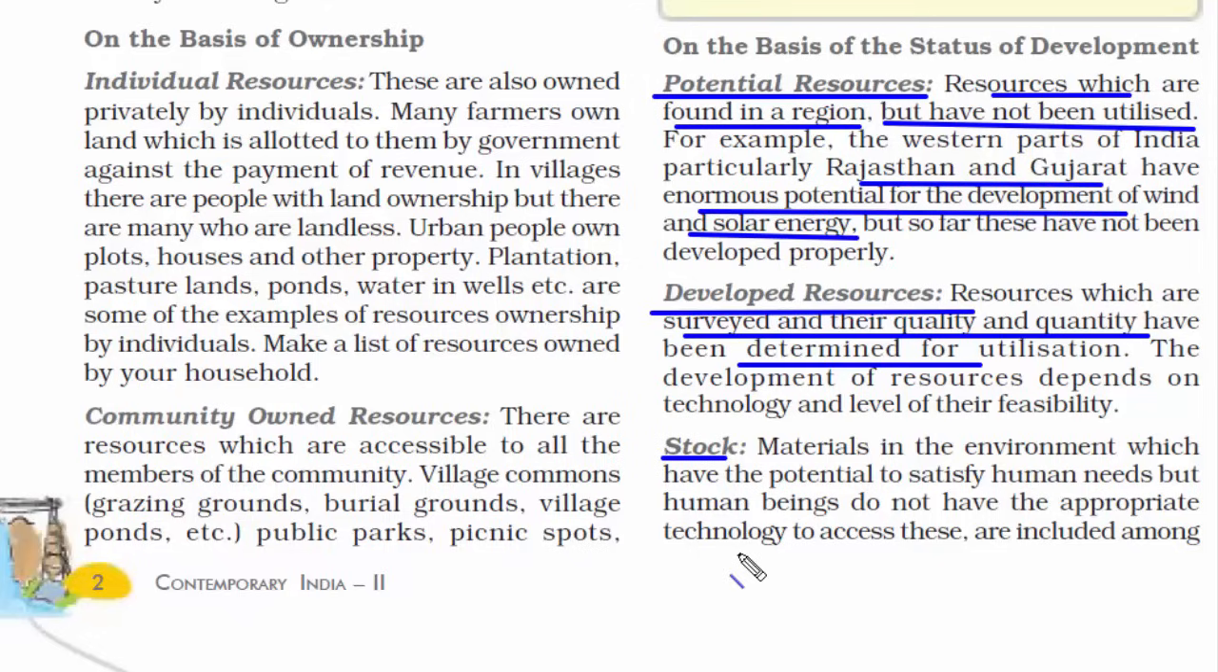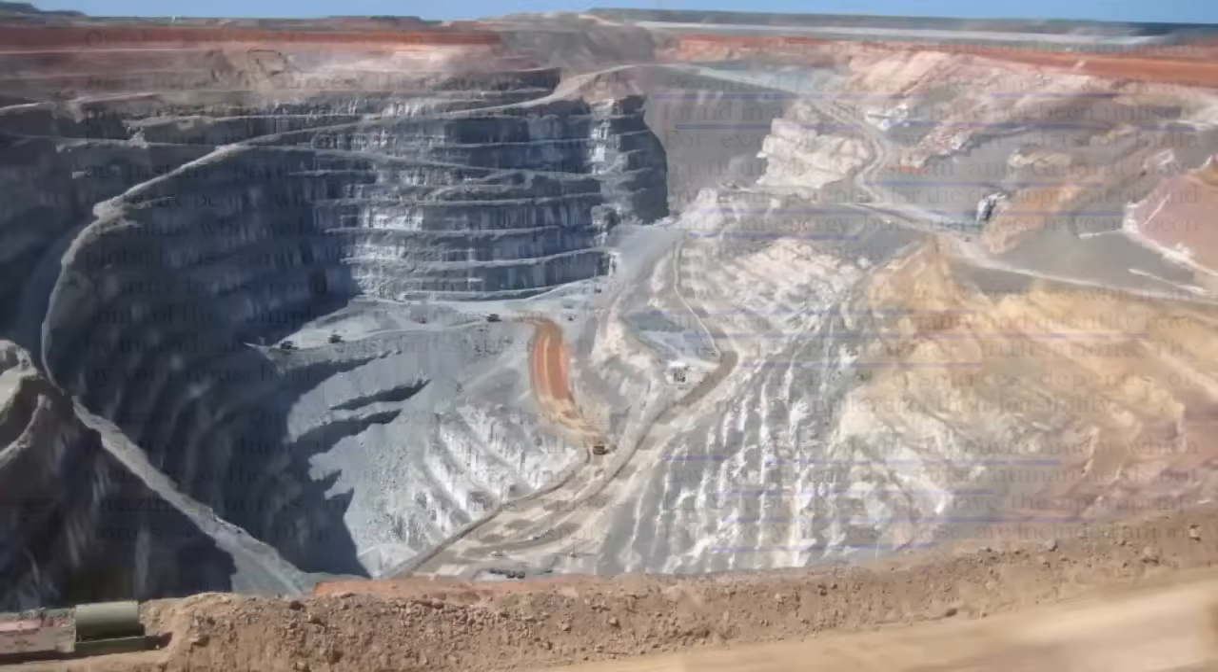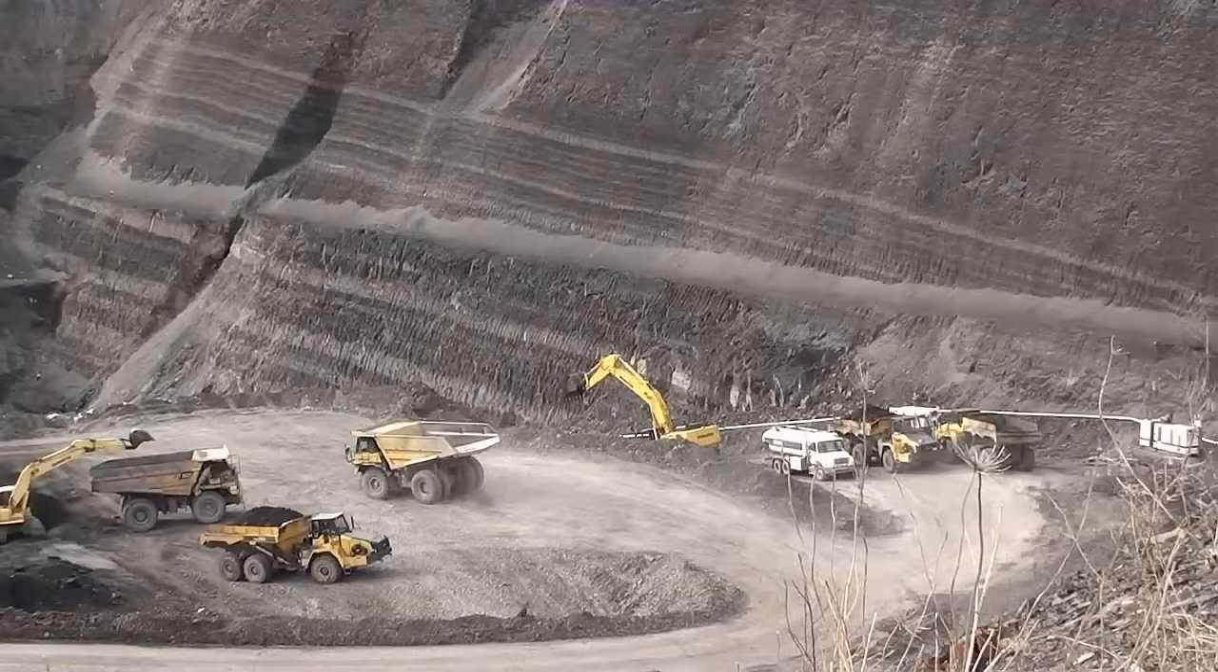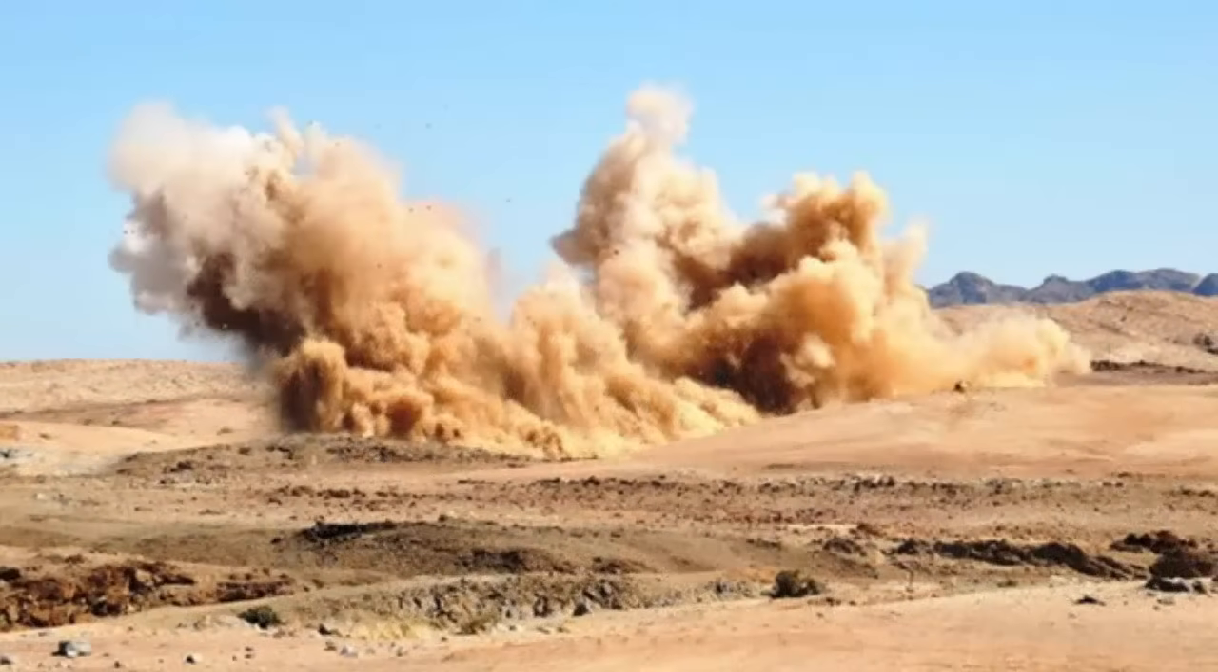So the simple meaning of stock is you have a stock of something but you don't use that. Similarly, materials in the environment have the potential to satisfy human needs, but human beings do not have the appropriate technology to access these. One fine example for this is coal bed methane extraction. So in India, to extract coal, we have open cast mining, which means you simply blow a piece of rock or a land area with the help of dynamite and extract coal out of it.